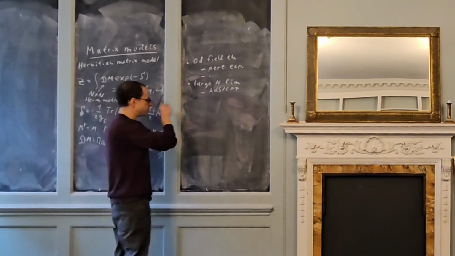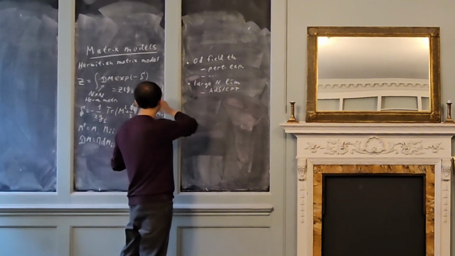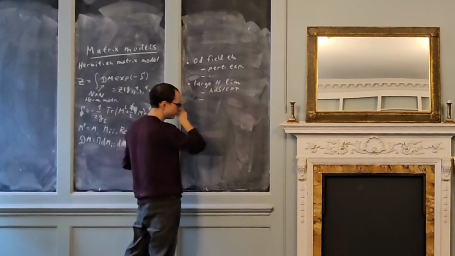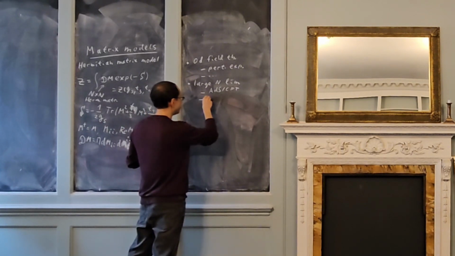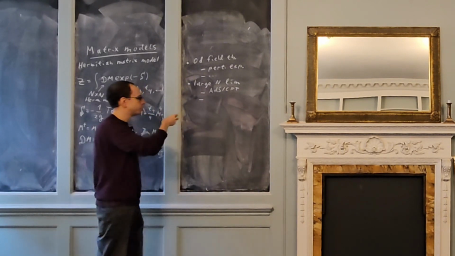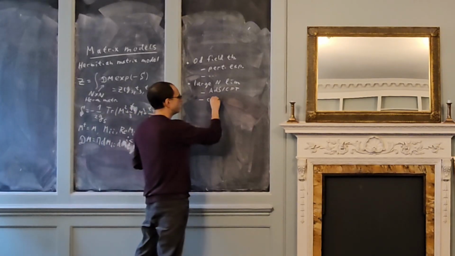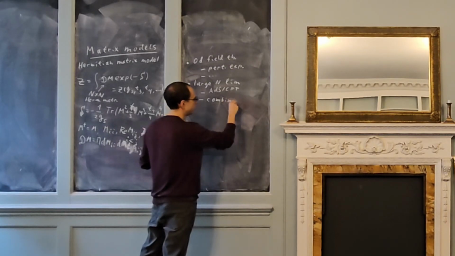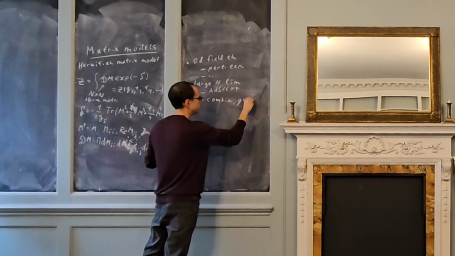Also in this limit, the model becomes typically more tractable, and one can say concrete things about the perturbative expansion. In particular, this allows one to solve various problems of graph counting and connect to problems in mathematics that otherwise would be really hard to solve. So combinatorics and graph counting.